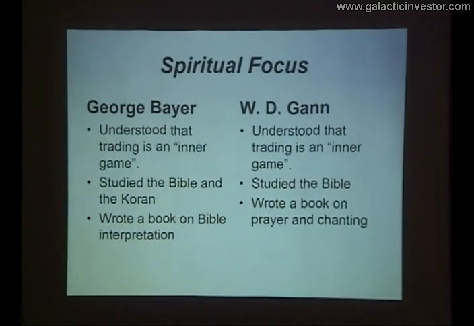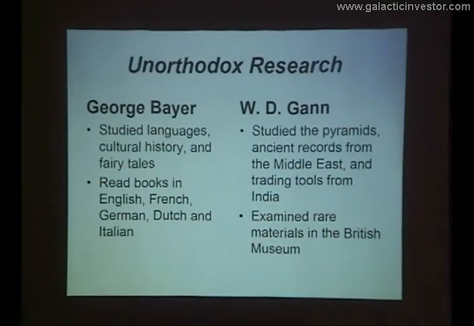Both of them did extensive research, as we've mentioned before. Bayer studied foreign languages. He spoke 5 or 6 different languages, studied cultural history, wrote about fairy tales, all kinds of intriguing things in his background. And Gann studied the pyramids, did research in the British Museum, looked at records from the Middle East, and some of his Gann wheels were developed in India to start with.